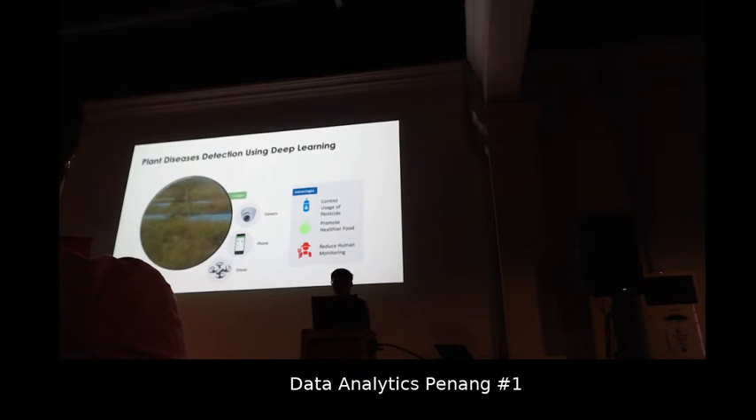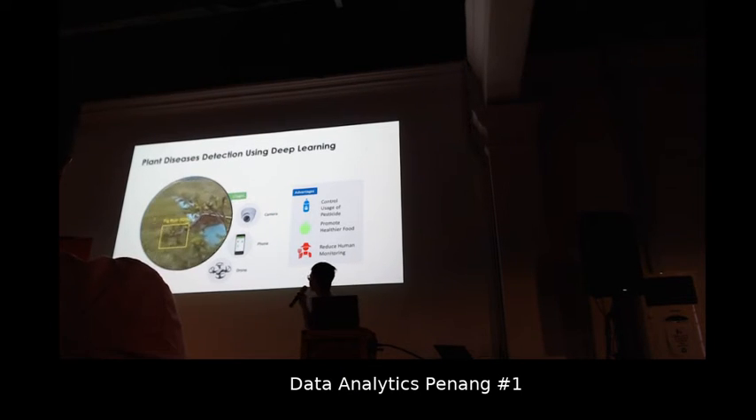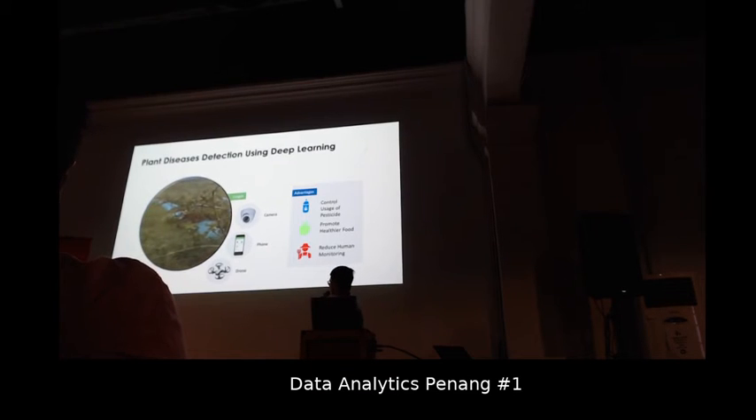The second part is we will do plant disease detection by using deep learning. Here we can use a drone; this video was taken by a drone, and we will use the image and video to detect whether the plant has disease or not. If yes, then it will send an alert to the farmer.